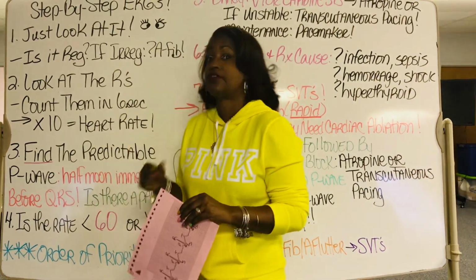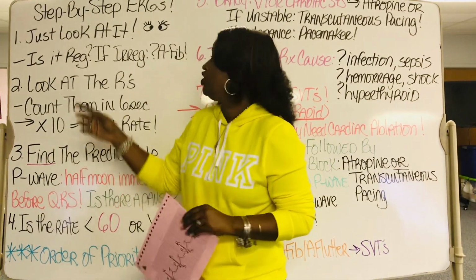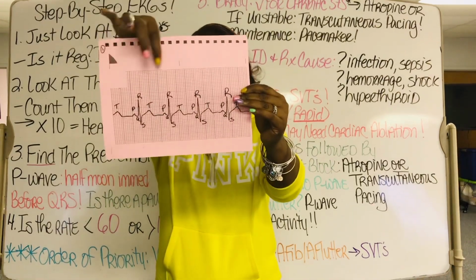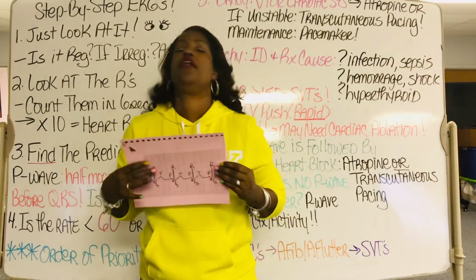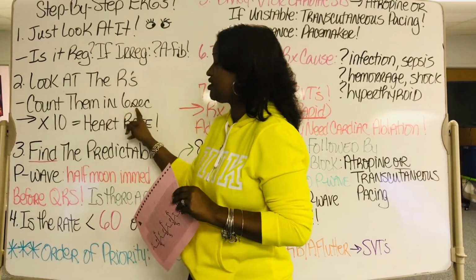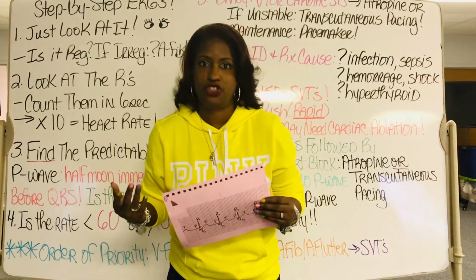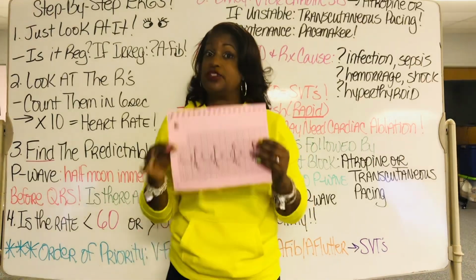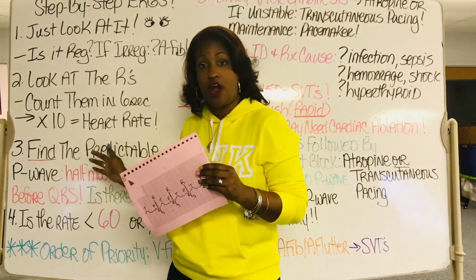This step 2 is kind of fun because it's probably easier even than step 1. You're looking at all the R's. So these are the R's. Top of the QRS complex, R. The problem is you have to make sure you're looking at the R's in a 6-second strip. The good news is on NCLEX there's 6-second strips. So if you just counted the R's on your NCLEX EKG, multiplied it times 10, that's the heart rate.